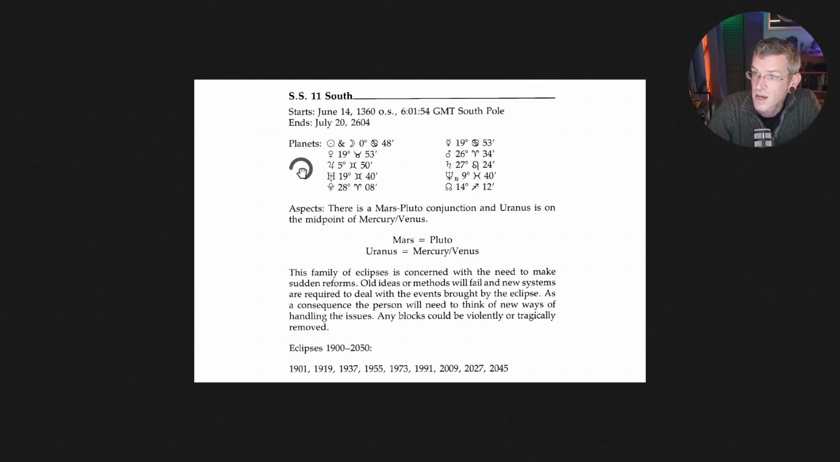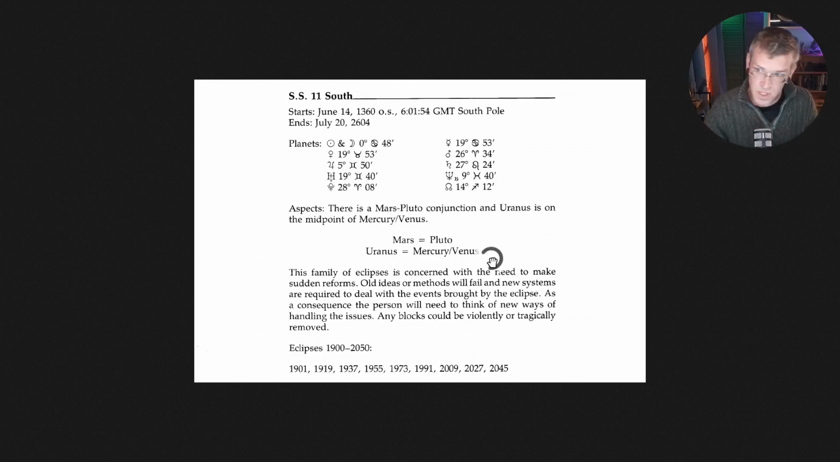And now Brady's a tropicalist, so she sees this as happening in Cancer. I mean, her redeeming virtue is that she focuses on aspects almost exclusively. She doesn't talk about Cancerian artifacts. She talks about artifacts of a Mars-Pluto conjunction and Uranus on the midpoint of Mercury-Venus.